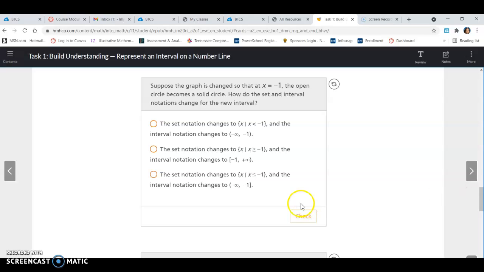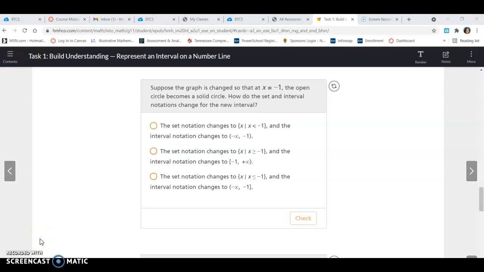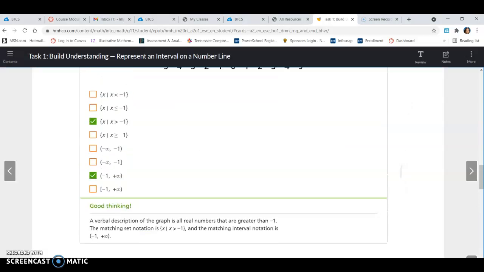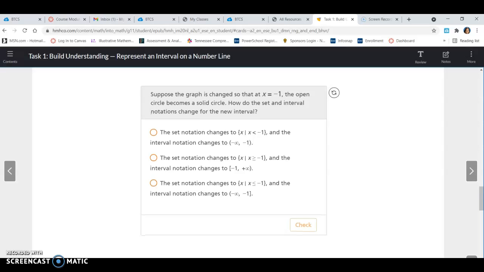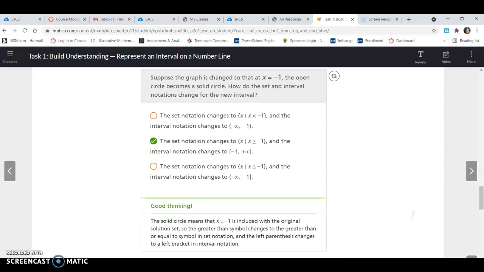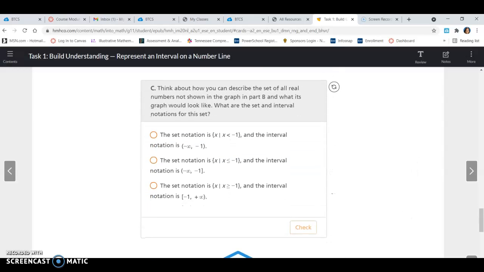All right, again, pause the video, try to answer this question, and then we will answer it together. All right, so this one says, suppose that the graph is changed so that x equals -1. The open circle becomes a solid circle. How do the set and interval notations change for the new interval? So you're looking above here where we had x is greater than -1, and we simply want to change that to a closed circle. So that means now it's greater than or equal to -1, and we have the bracket. So check your answer, make sure that you got that, and ask questions if you need help.